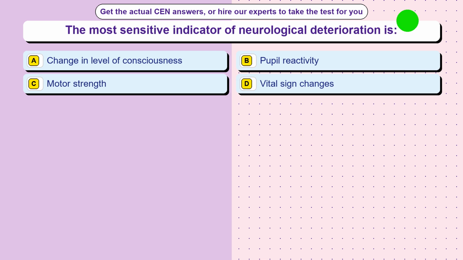Question 75. The most sensitive indicator of neurological deterioration is Option A, change in level of consciousness. Option B, pupil reactivity. Option C, motor strength. Option D, vital sign changes.